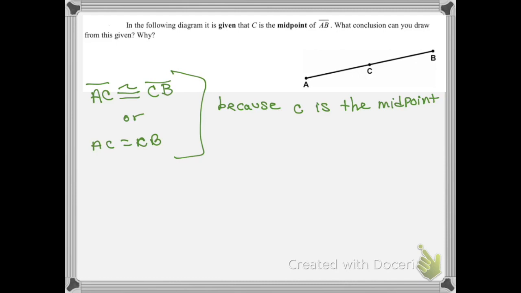So every time you want to look at the word there, that gives you a clue. Okay, so the word here is midpoint, and you have to know what midpoint means and what you can tell based on that given. Here's another example.